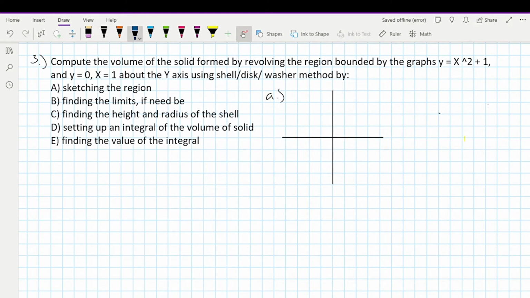I'm going to go ahead and label this point 1. And I'm going to make this one my other one. So then in here, because we know we're rotating about the y-axis, to go ahead and draw this, you know you're going to be stopping at 1. So I'm just going to go ahead and draw hopefully a straight line at 1.